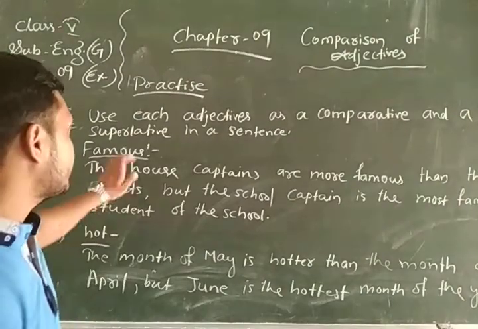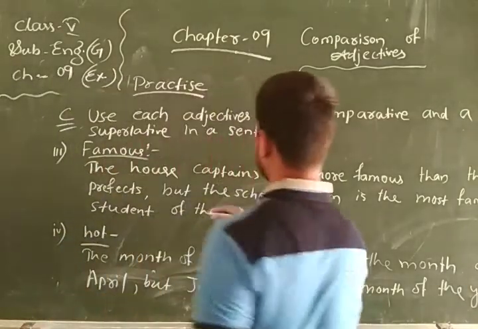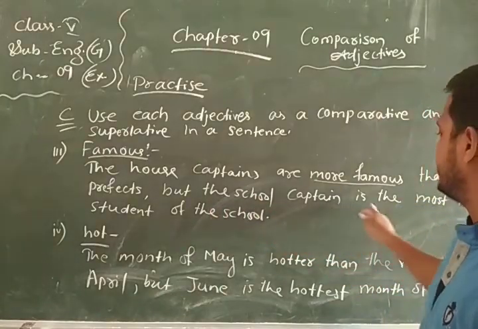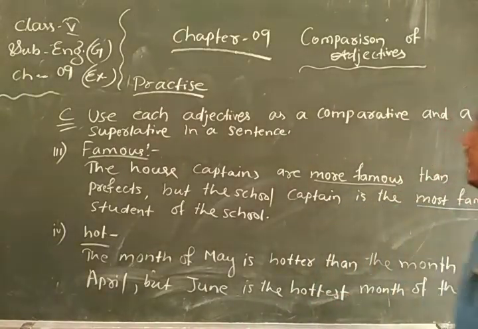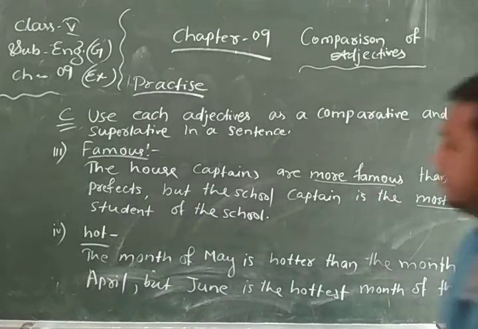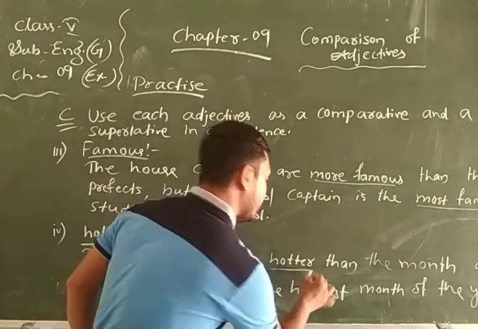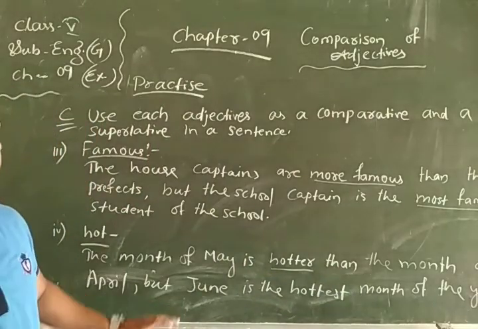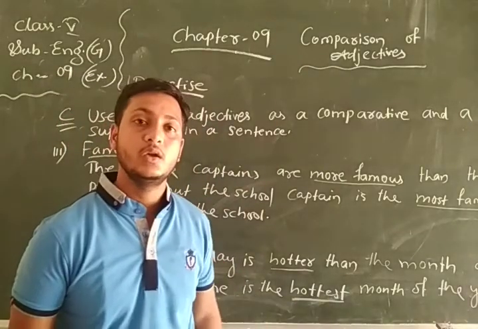So see here, famous. The house captains are more famous than the prefects. But the second school captain is the most famous student of the school. So here, more famous is in comparative form while most famous is in superlative form. Hot. The month of May is hotter. It is in comparative form. Then the month of April, but June is the hottest month of the year. So here hottest is in superlative form.